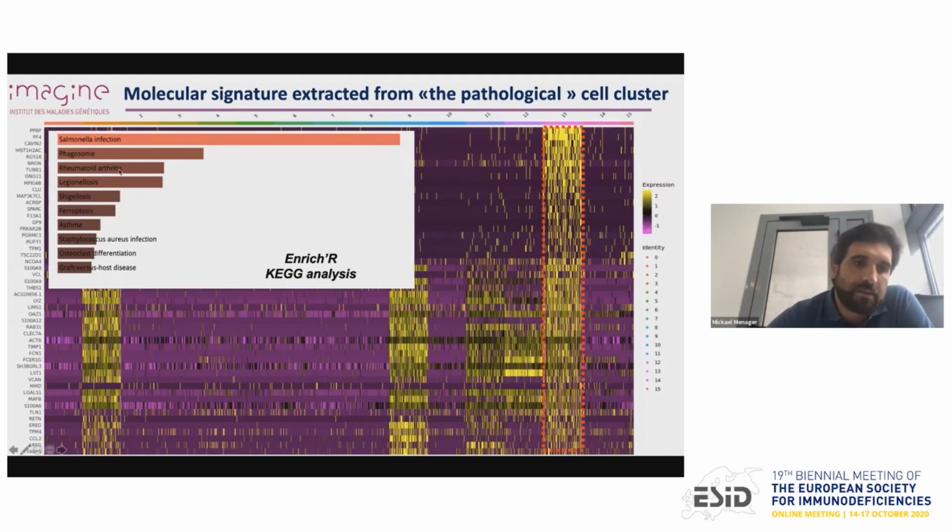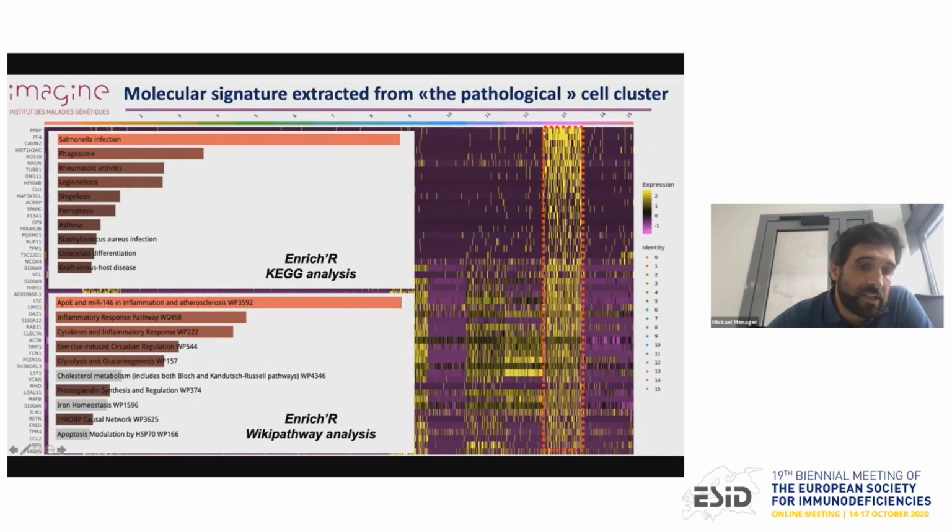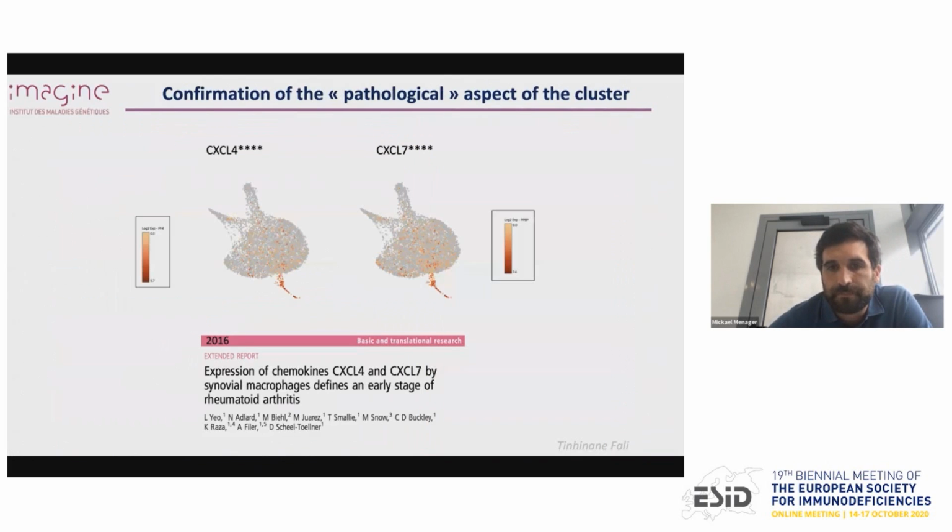Interestingly, and maybe not as a surprise, there's an enrichment for genes known to be involved in rheumatoid arthritis, which is the adult form of JIA. It's also linked with inflammatory response and a defect or switch in metabolism, which could also give us clues about what could be linked to this pathology.